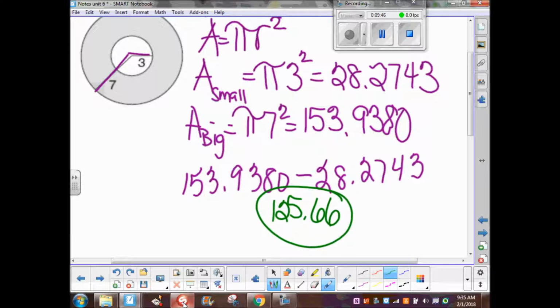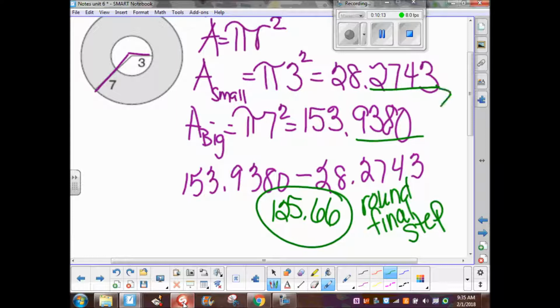So what you want to do is round in your final step. Don't round beforehand because it will throw your final answer off if you round too soon. 4 decimal places for the beginning, and then at the end to the 100. Yes. Always. This is always a good rule of thumb. You want 4 decimal places in here.